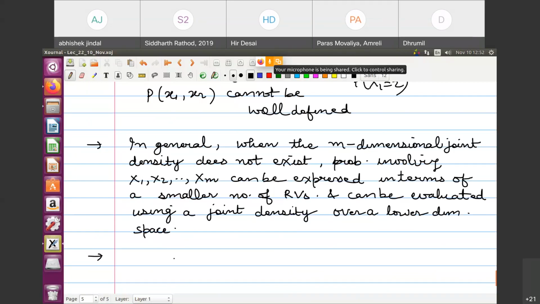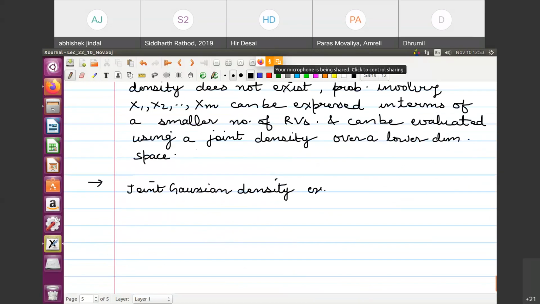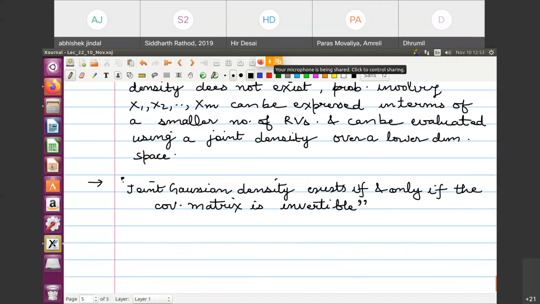And the conclusion of this is that the joint Gaussian density exists if and only if the covariance matrix is invertible. This is important. The covariance matrix is invertible. This is very much important to understand.